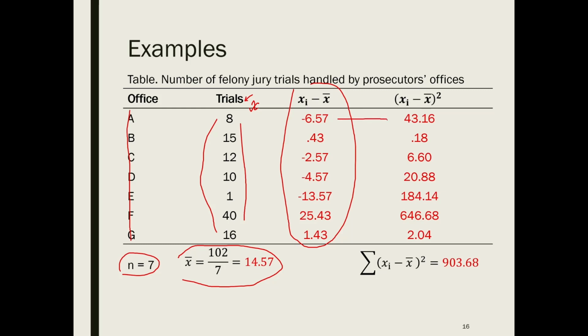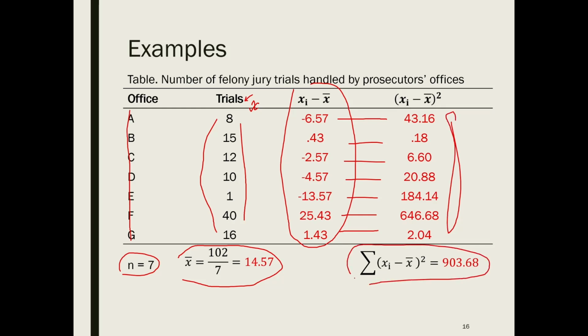You do this for each one and you square all the numbers. Therefore, every number is supposed to be positive, and you add all the positive numbers together. That finishes the top part. The bottom part, as we said, is the total sample size minus 1, so that would be 6. So 903 divided by 6 would be 150.61. That is the variance, or the S square.